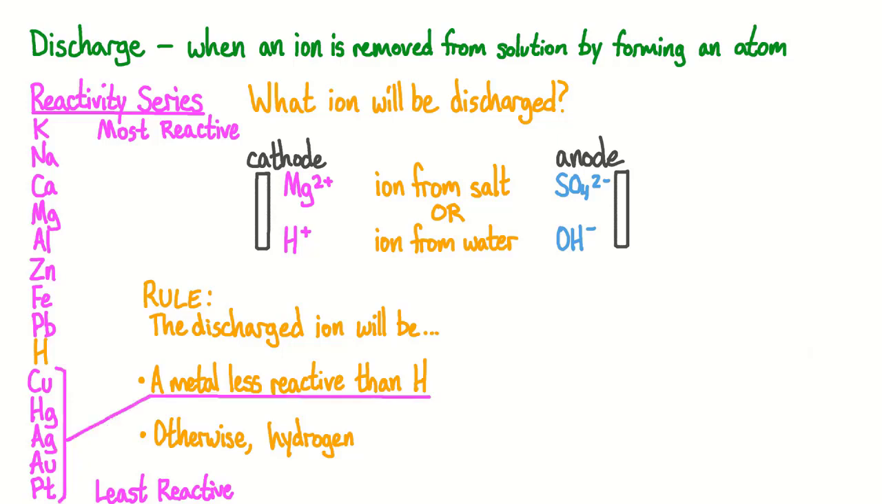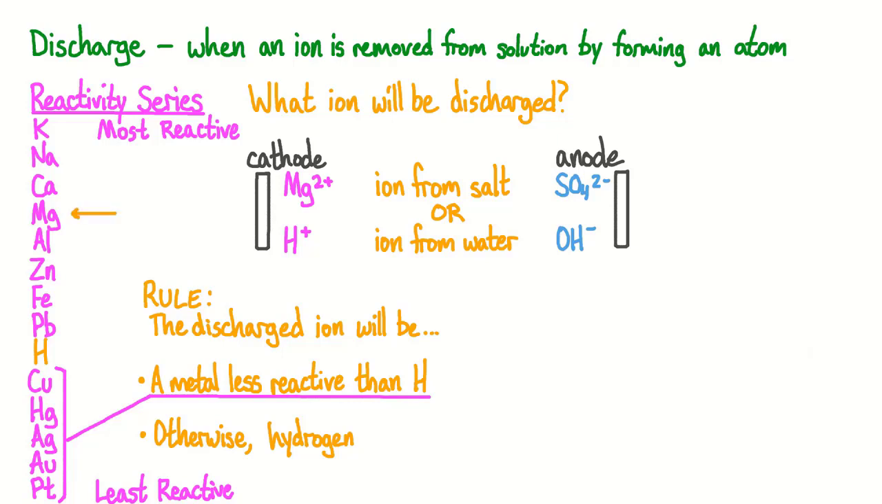The metals less reactive than hydrogen are the metals below hydrogen on the reactivity series. These metals include copper, mercury, silver, gold, and platinum. These are the metals that will discharge to plate as a solid on the electrodes during electrolysis. These ions form atoms instead of the hydrogen ion because they require less energy to do so.